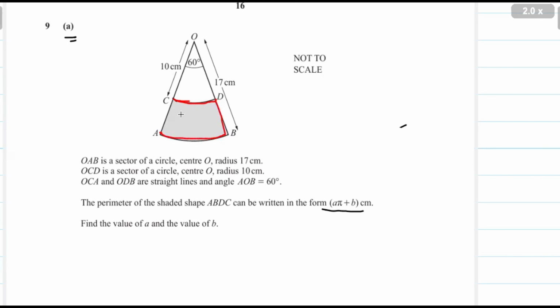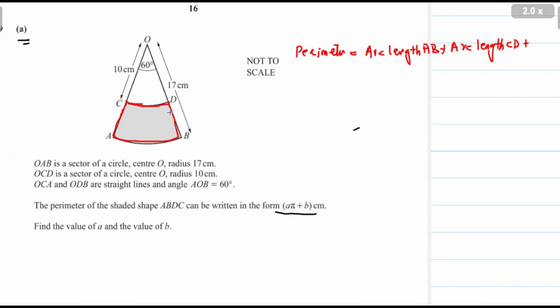and the length BD and the length AC. Therefore, we can write the perimeter equal to arc length AB plus arc length CD plus BD length plus AC length. Firstly, we will calculate arc length AB, x degree over 360 multiply 2 pi r. This is the arc length formula we will use here.